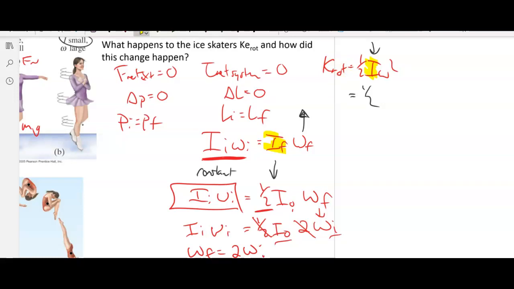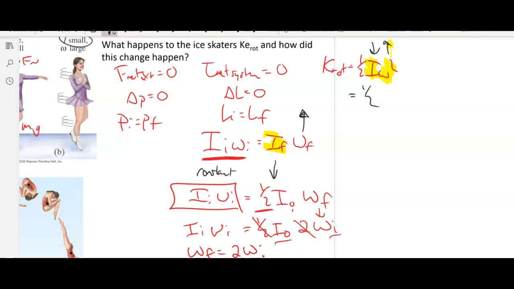So we know I goes down, but then we also know that omega final went up. So which one affected it more? And so that's what we're going to have to look at here. So here that omega final had to go up. So which one affects it more? Well, that's kind of hard to tell.